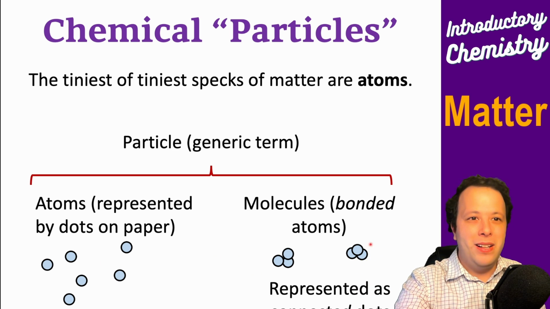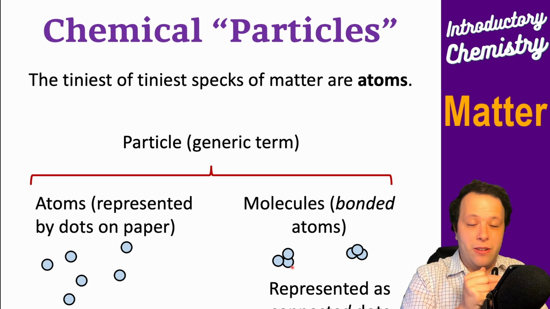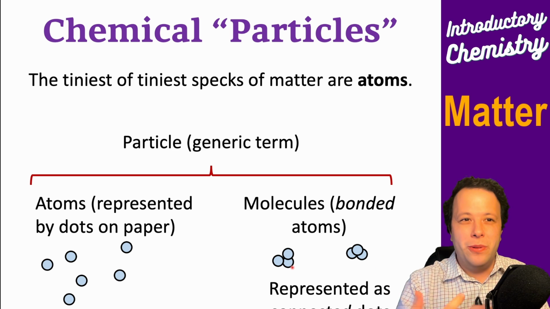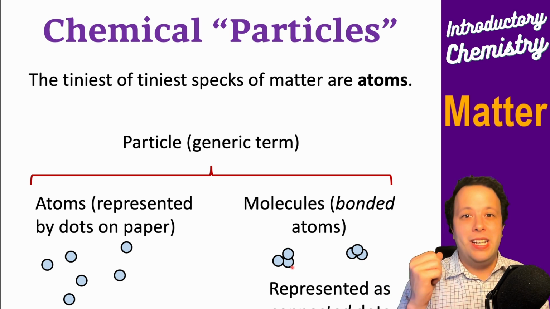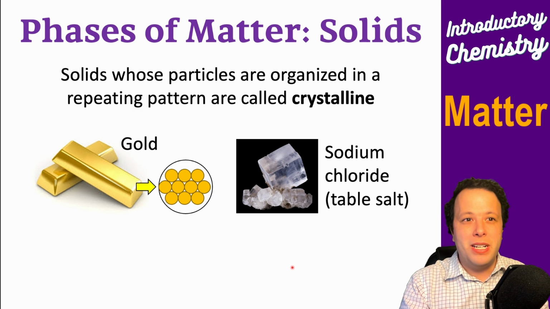Now, when it comes to molecules, usually you'll see these little dots all stuck together. They're glued together, meaning they are bonded. So we'll use this word chemical bonding very often from now on. You'll see the dots are connected. So what happens if these things are connected and they're close together? How can we look at these pictures?